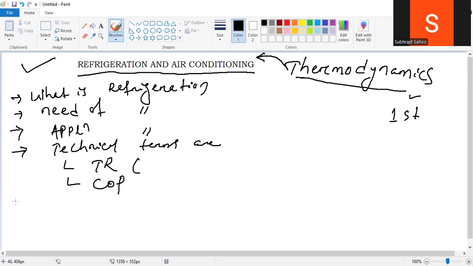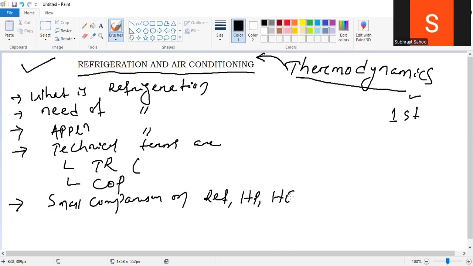Next one, I will give you a small comparison of refrigerator, heat pump, and heat engine. A small comparison I will give here.